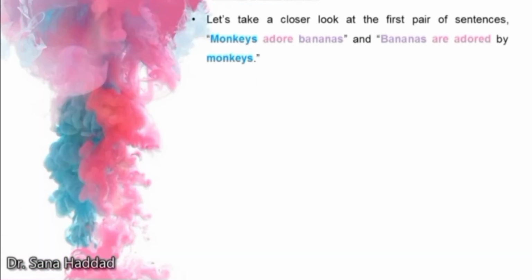Let's take a closer look at the first pair of sentences. Monkeys adore bananas, and bananas are adored by monkeys. So we have the subject in blue, the verb in pink, and the object in purple. So you can see how the order of the words changes when we change the sentence from active to passive.